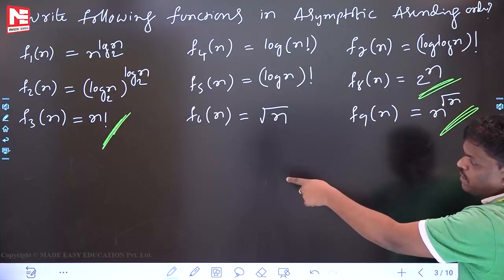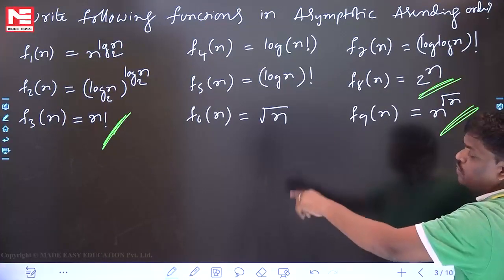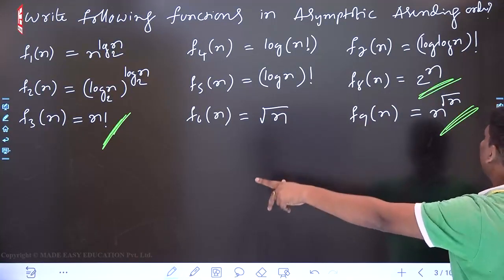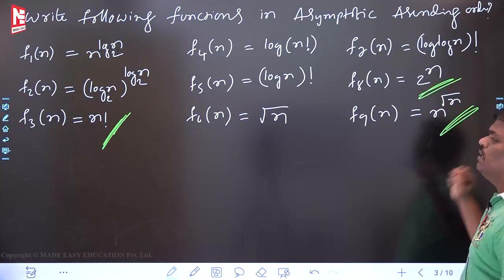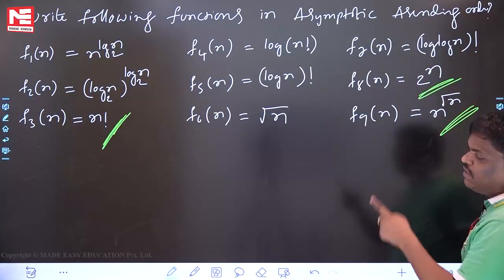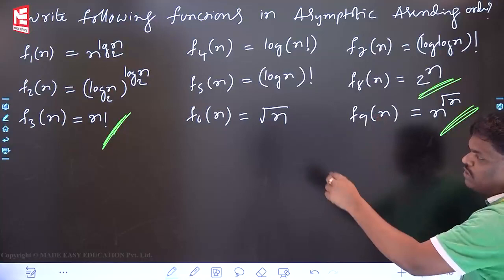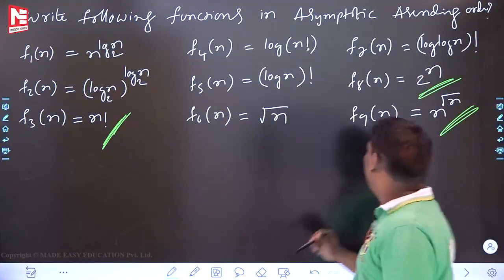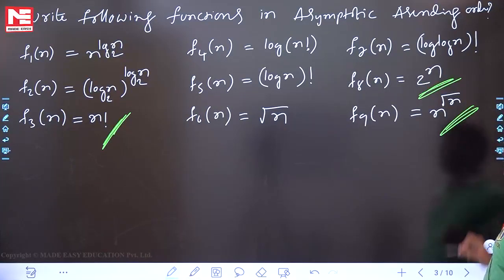In n factorial, if you see, n into n minus 1 into n minus 2, you are multiplying n times. But here, you are multiplying only root n times. Even though the terms in n factorial decrease a little bit, it's okay, it is multiplied n times, but this is multiplied only root n times, right?